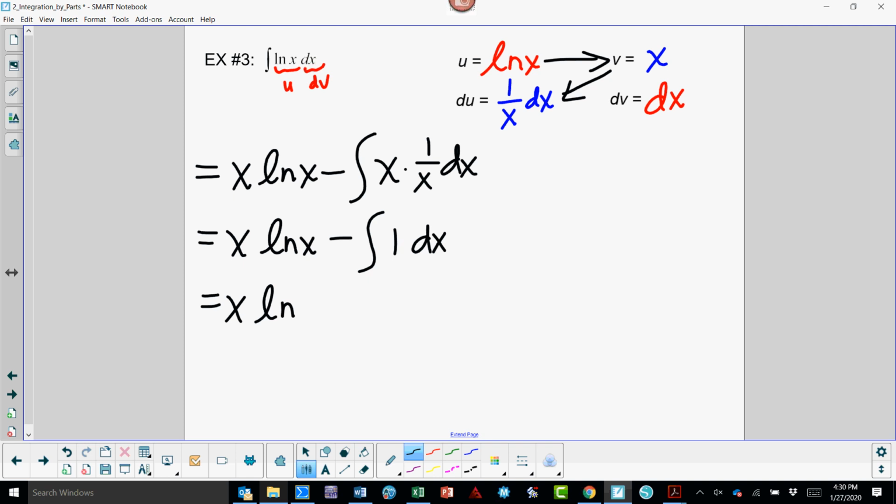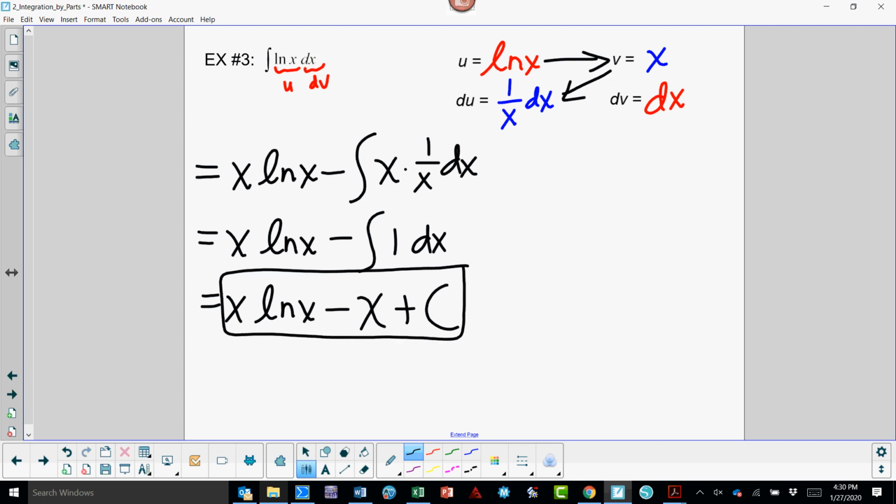This is x ln of x minus the integral of 1 dx, which would be x plus c. So this is a really, really good one because it doesn't seem like it should be integration by parts. So this is kind of one of those star type problems.